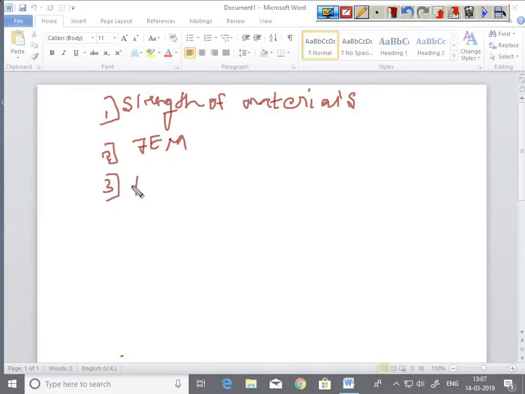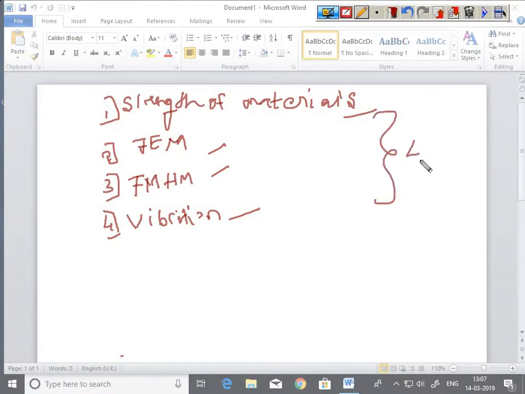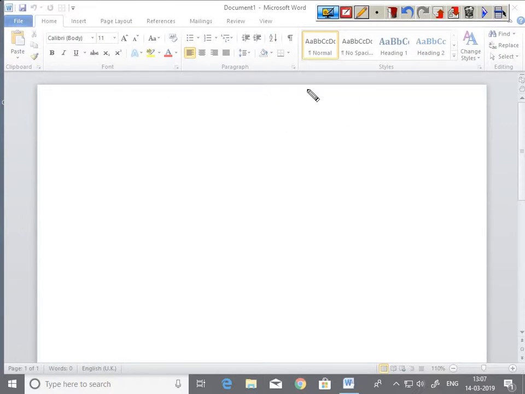And strength of materials, FEM, and FMHM, fluid mechanics. So these are the three different topics you need to learn as a prerequisite before going to the analysis. Sometimes vibrational analysis is also used, so it might help you. These four concepts will always help you to understand better, and it will enhance your skills as well, right? So let us proceed. So these are the things you need to learn as a prerequisite.